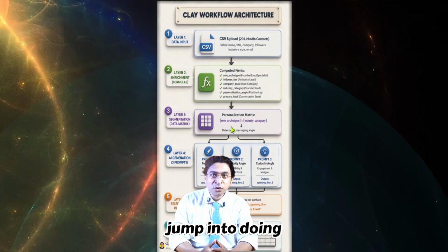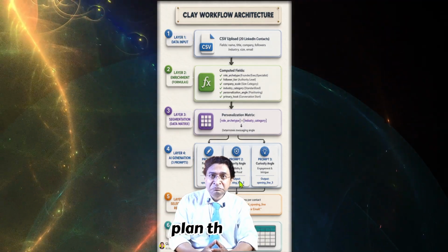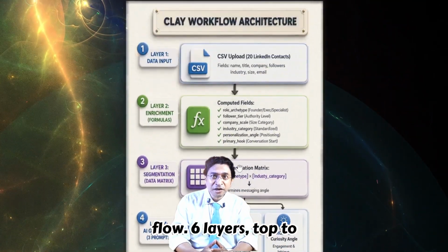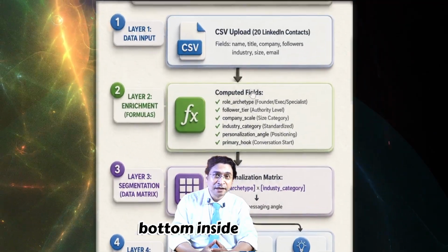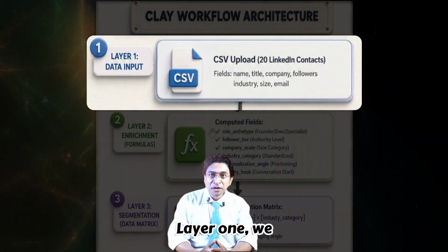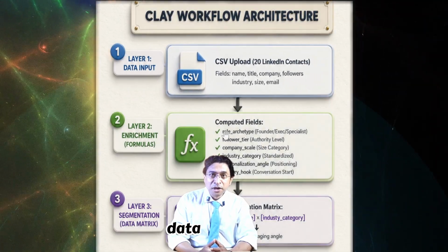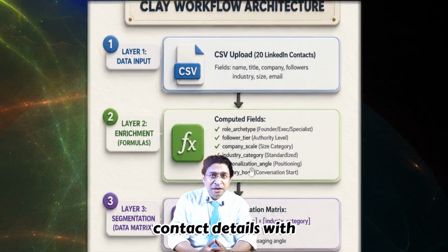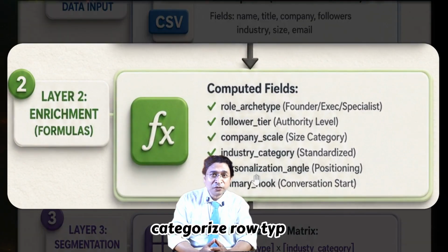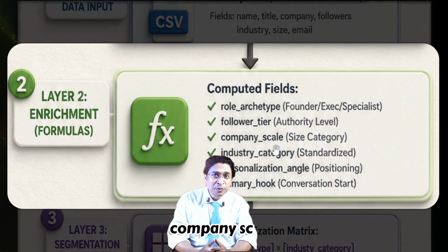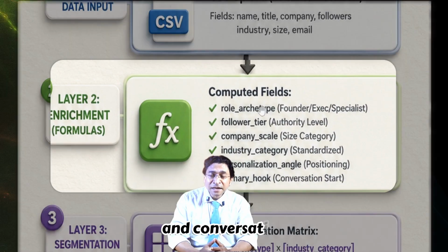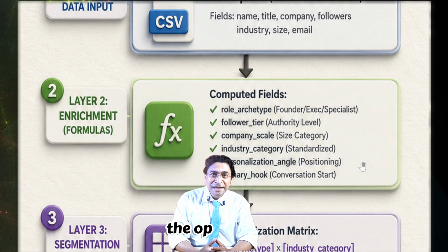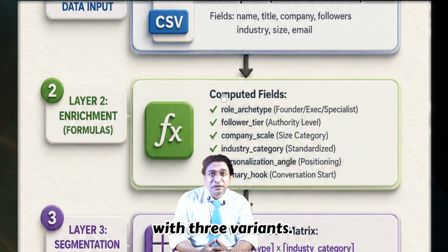Here's the architecture. Before we jump into doing something, we should plan the whole flow. 6 layers, top to bottom, inside Clay. Layer 1, we import the raw data. Layer 2, here we enrich, connect details with formulas to categorize row type, authority level, company scale, personalized positioning, and conversation starter. And that's the opening lines with 3 variants.